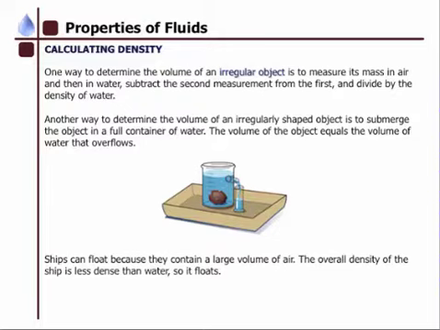That's a little confusing. Another way to determine the volume of an irregularly shaped object is to submerge the object in a full container of water. The volume of the object equals the volume of the water that overflows. This deals again with ships, because ships can float as they contain a large volume of air, so the overall density of the ship becomes less than the water, so it floats on that water. Next, we're going to talk about buoyancy.